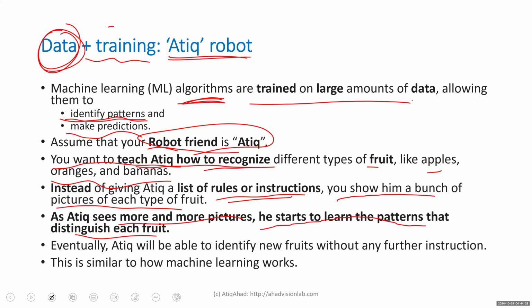So you must understand that training with enough data, but good quality, distinguishable data, so that your brain, just like the human brain, a computer programmer can develop some algorithms or models and train the algorithm with lots of images or videos or text or whatever, based on the requirement, and based on this, the output comes. So eventually, the robot Atik will be able to identify new fruits without any further instructions, hopefully, not always perfect, just like human beings. So this is similar to how machine learning works.